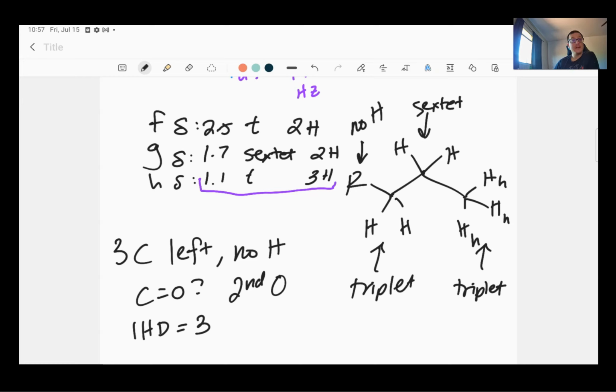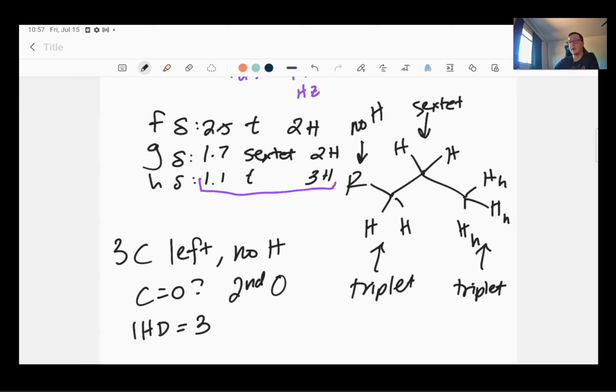So, at this point, let's take a look at the carbon NMR, because we still don't quite know what's happening. We've still got 3 carbons to deal with. So, if we take a look at our carbon NMR, what is this?